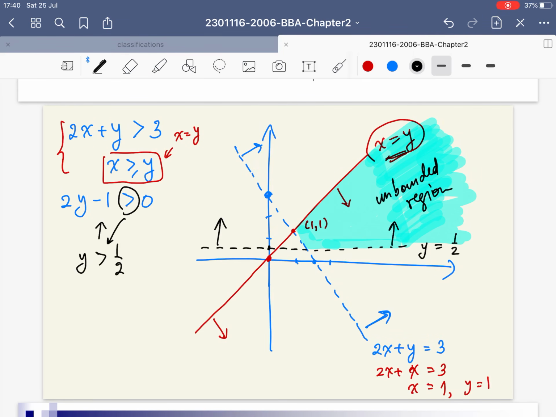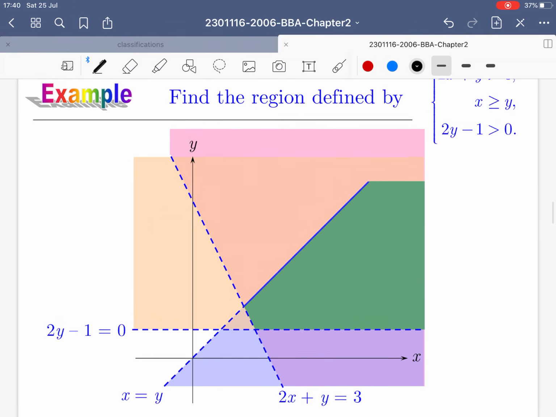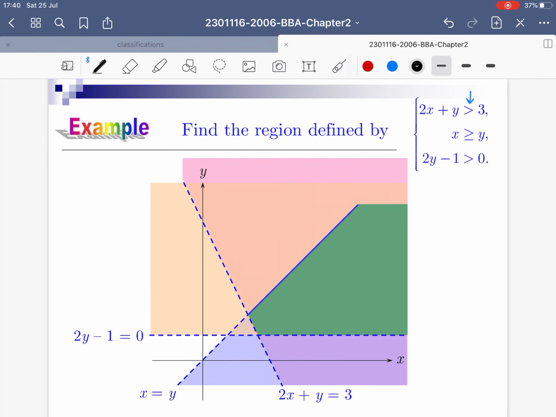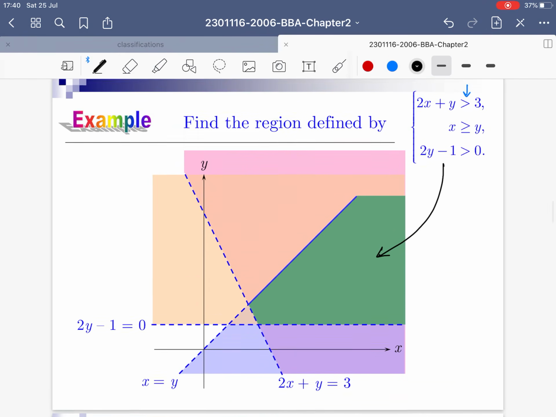Again, if you don't like my handwriting, you can just look at the typed version like this. So here is the region that we're talking about. It's pretty much the same, right?